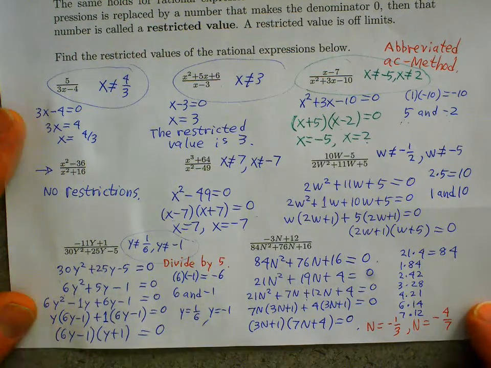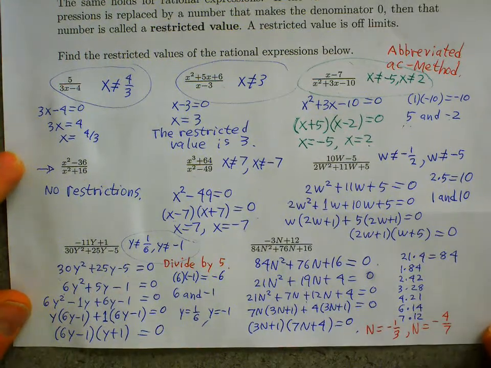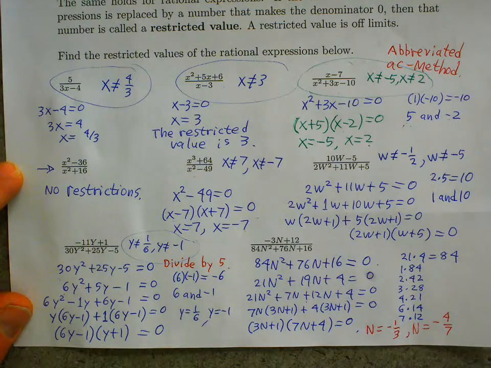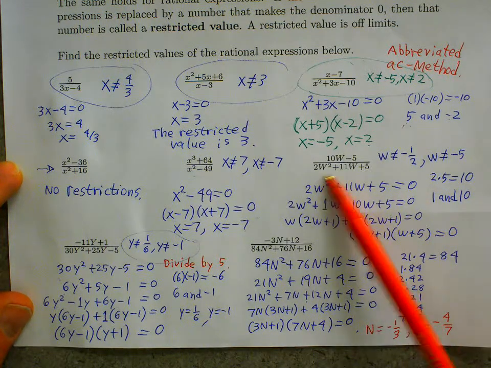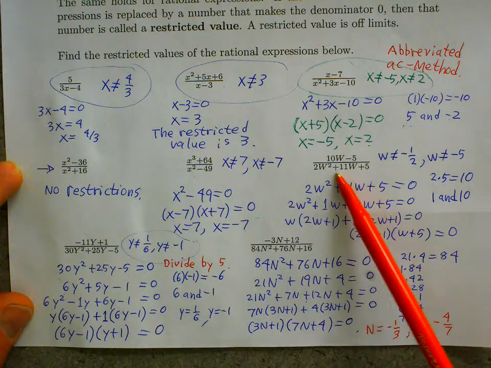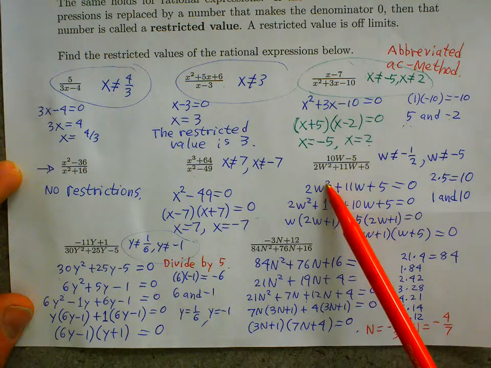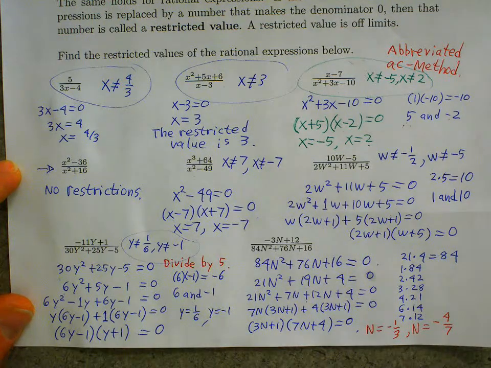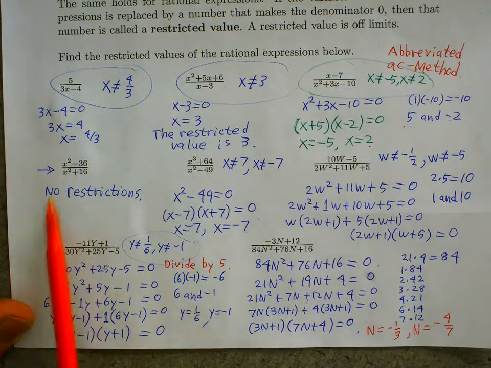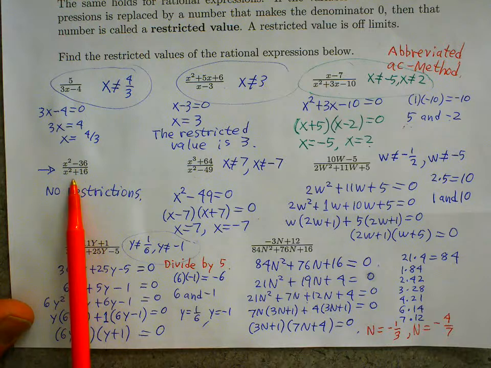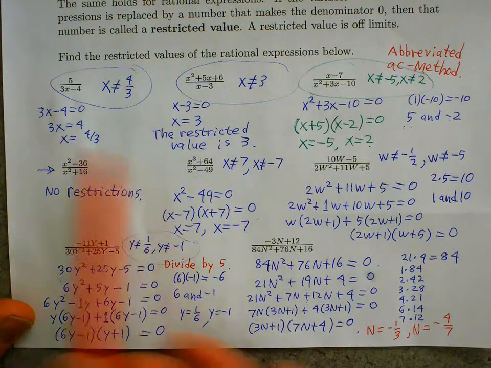Okay, so the thing to remember when finding restricted values of a rational expression, we only need to focus on the denominator and find the real numbers that make the denominator 0. If there are any, so there will be cases where there are no restrictions, like this one.